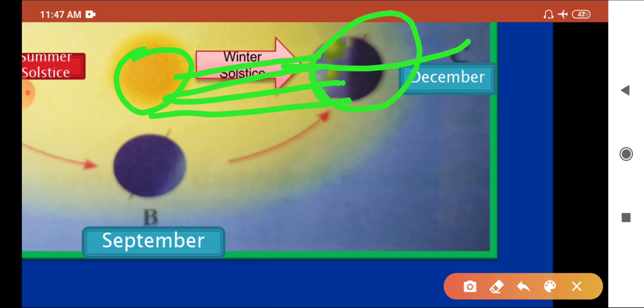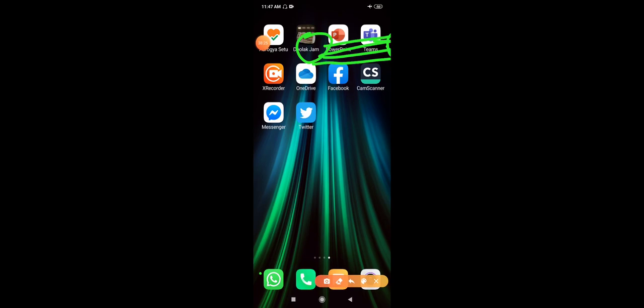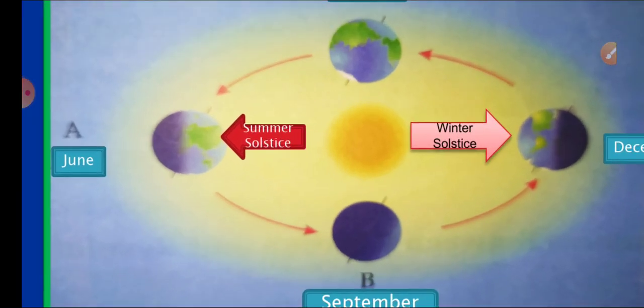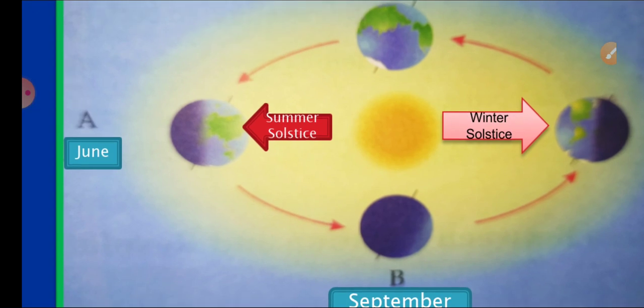I hope this is clear, that when sun rays fall on the Tropic of Capricorn, because of its tilted position, because the Tropic of Capricorn has come in front of the sun this time, this position of the earth is called winter solstice. And now I am showing you summer solstice.